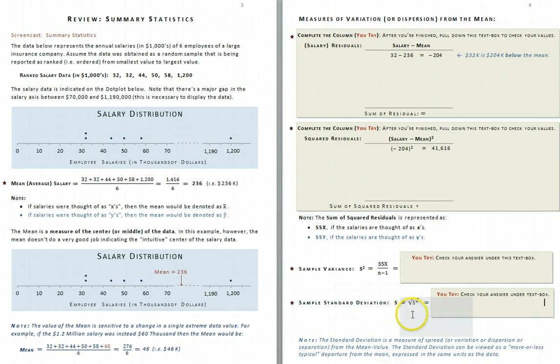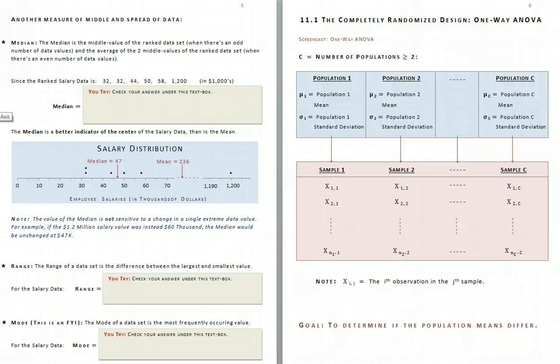The square root of the sample variance is the sample standard deviation. If you've not already done so, this would be a good place to pause the screencast and complete the U-tries. I've moved to the next page where we'll review the median, range, and the mode.